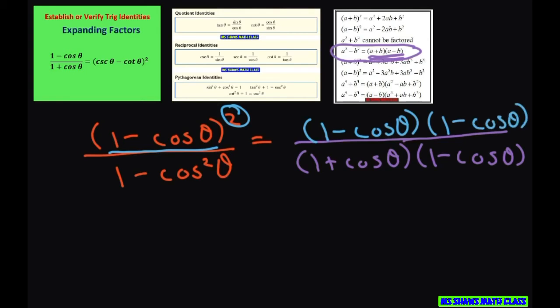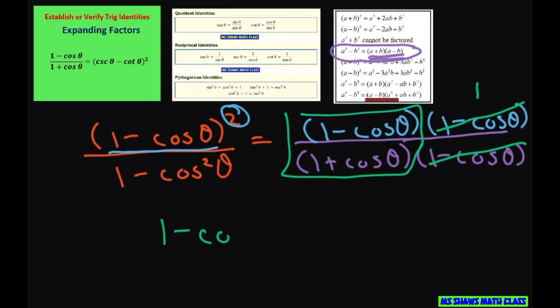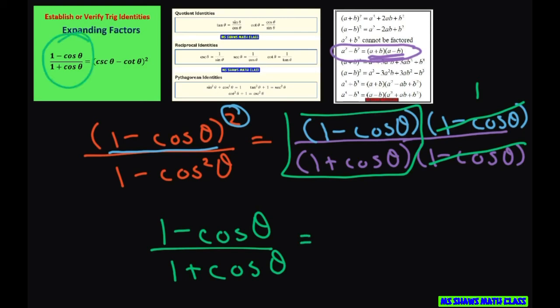Now it looks like we can finally divide these. This gives you 1, and we're left with this, which is our desired result. So we have 1 minus cosine of theta divided by 1 plus cosine of theta. And if you need to write this again, you can, but we did achieve our desired result.